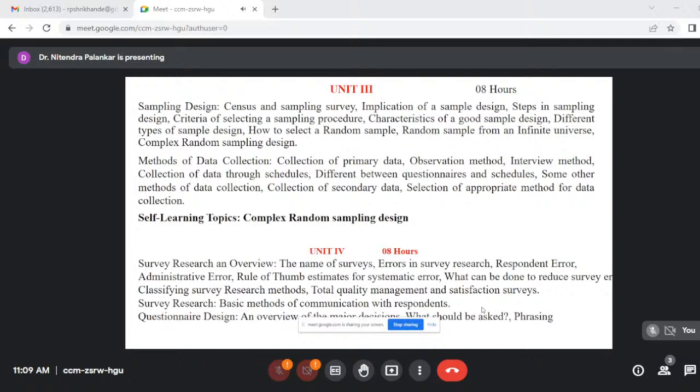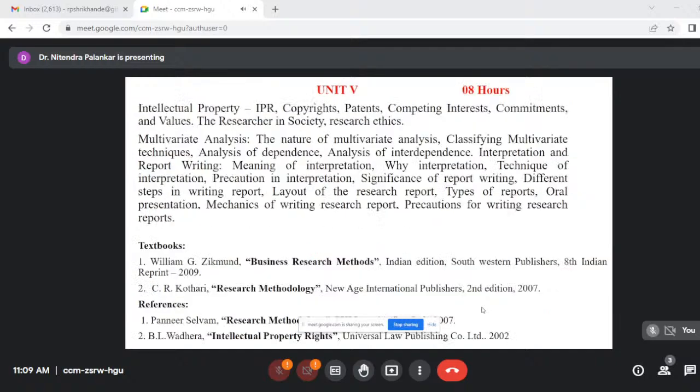Survey is one of the methods with which we can build a proper data set. And again, what errors can be there in the data that is collected, and how we can correct it, all those things we shall be discussing in unit number 4. In unit number 5, we are going to mainly discuss intellectual property rights: IPR, copyrights, patents, and all such things.